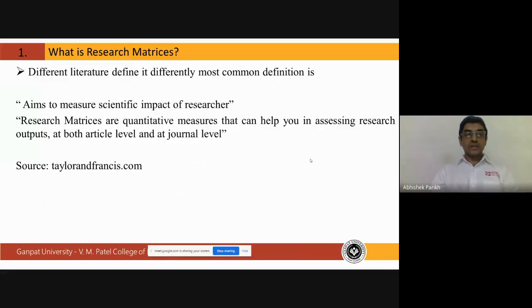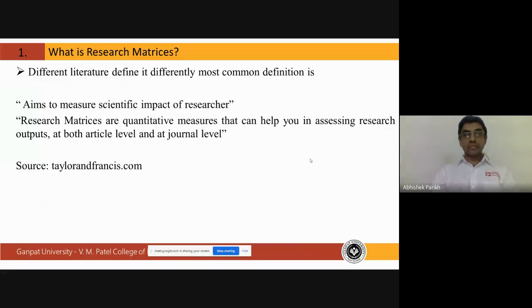The meaning of research metrics is that it aims to measure the specific impact of researchers. Here we are talking about the author-specific level. Research metrics are also quantitative measures that can help you in assessing research outputs at both article and journal level. Of course, we all know that quality is very important, but whenever we want to define quality, only quantitative numbers help us to understand it.